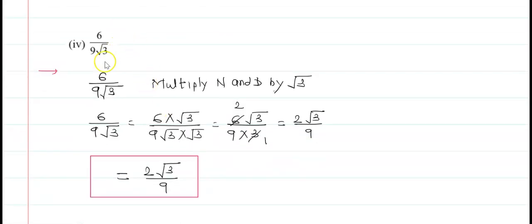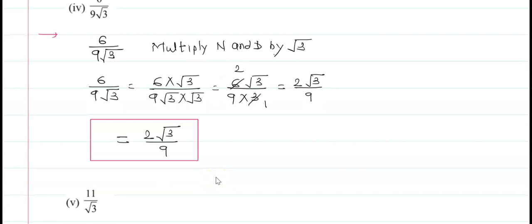Now the next is 6 upon 9 root 3. Again here is an irrational number, and the irrational number is root 3. Therefore we will multiply the numerator and the denominator by root 3. That is 6 into root 3 upon 9 root 3 into root 3. Now root 3 into root 3 is 3. Now simplify this: 3 ones are 3, and here is a 2. That is 2 root 3 upon 9. Here the denominator is rationalized.